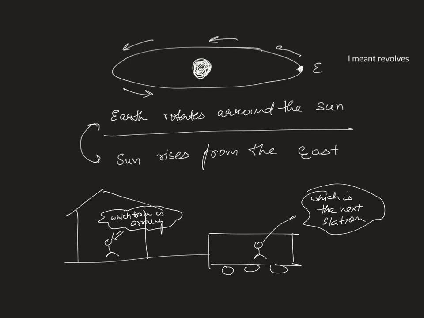So for this observer, the station is at rest and the train is moving. For this observer, the scenario changes a bit. The train is at rest and the station is moving.